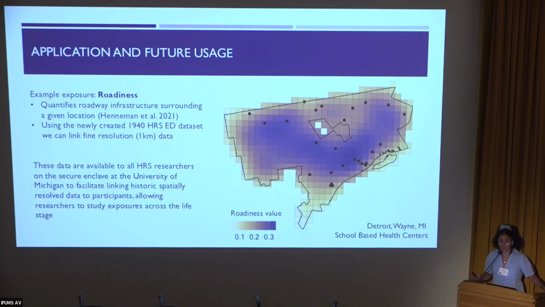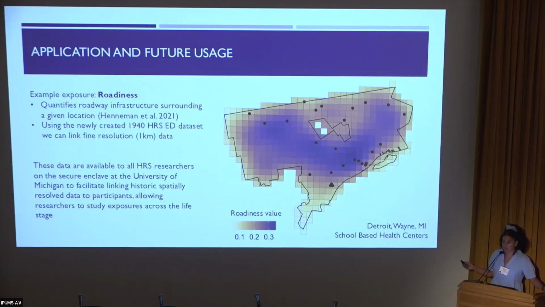And so then finally, I kind of wanted to talk a little bit about the application, or what our group is planning on using this data for. This is an example of the roadiness metric that colleagues at GMU created, where it is a measure of road infrastructure using historical street grids to produce how much someone was exposed to roads. And this is on a fine scale level, so it's 1 kilometer data. As you can see, this is the city of Detroit. And these are, again, not HRS participants, but this would be an example of how on a finer scale, on an individual level, you can assign environmental exposures to participants.